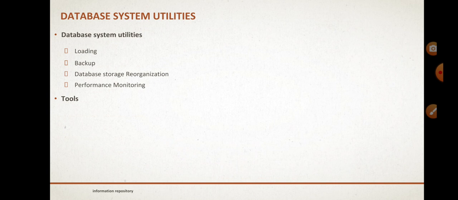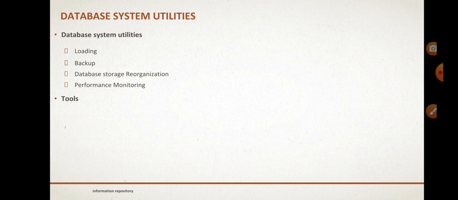Next one is backup. A backup utility creates a backup copy of the database by dumping the entire database onto a tape or other mass storage medium. Next is database storage reorganization. This utility can be used to reorganize a set of database files into different file organization and create new access paths to improve performance.